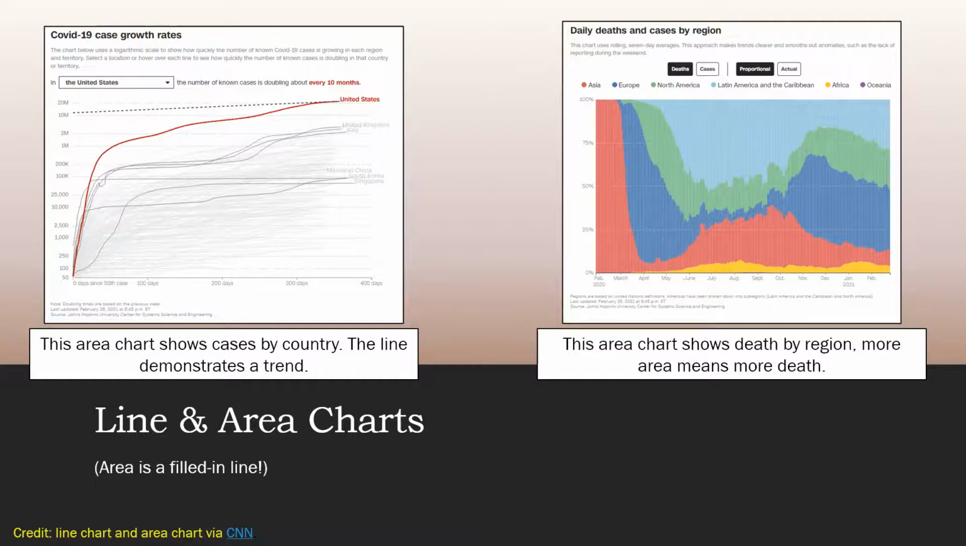And I know this is very sobering and dismal information, but I knew I would just have to go to a news website and I would see line and area charts or column and bar charts very, very quickly. CNN and their COVID-19 coverage did not disappoint.